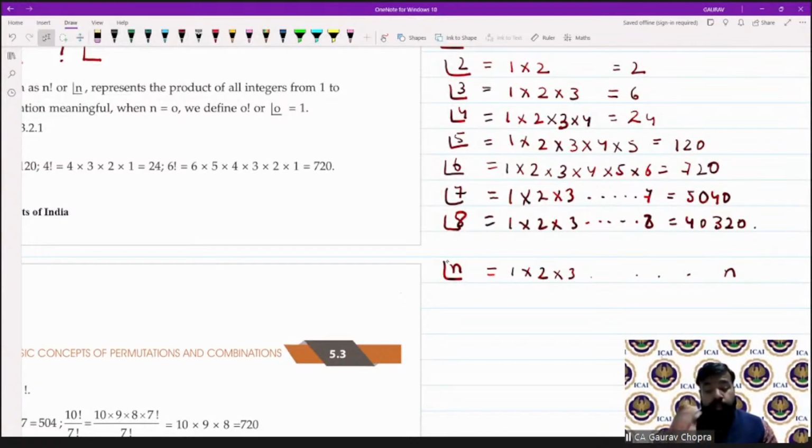Now, one of the most important things: what is factorial 0? Factorial 0 is always 1, just like anything having power 0 is 1. So here also factorial 0 is equal to 1.